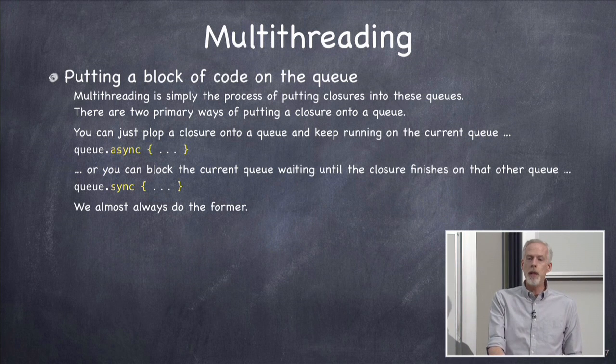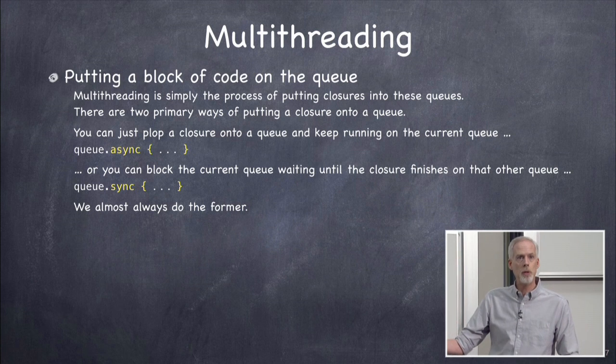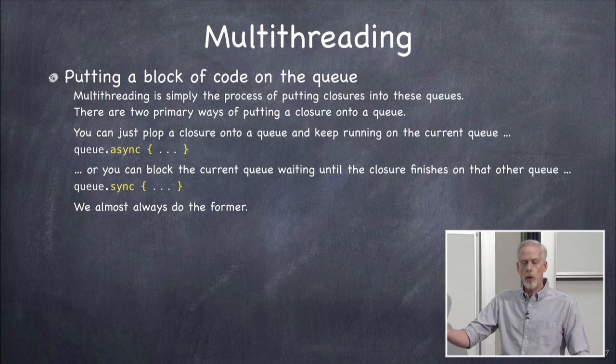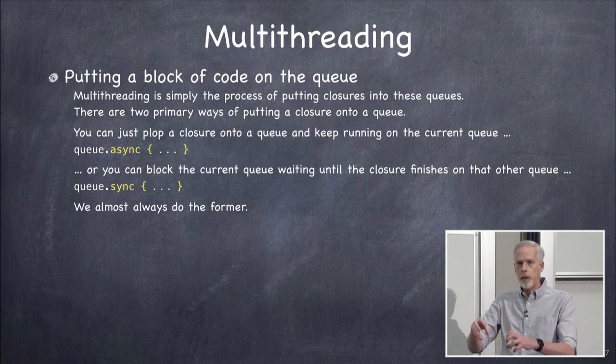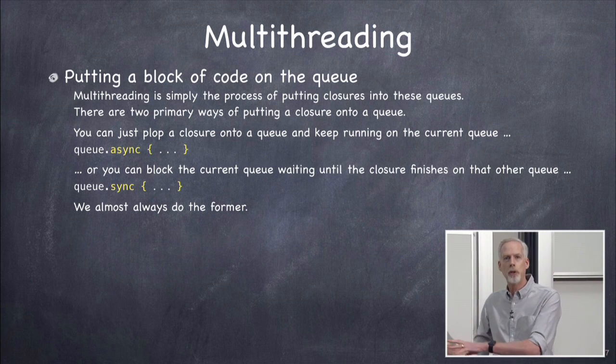So you would never do sync on the main queue, because we never want to block the main queue. You would never say main queue.sync anything. But you might have other queues. You could say main queue.sync, but you would say it on another thread, right?